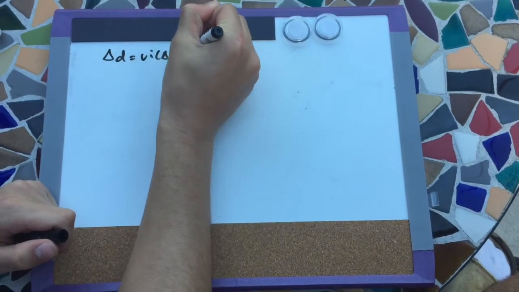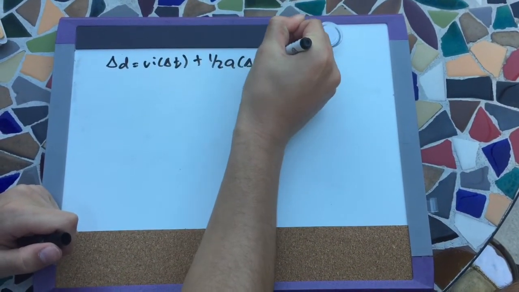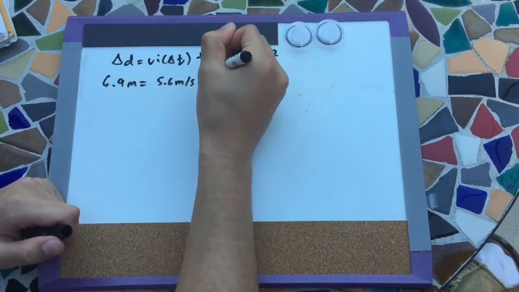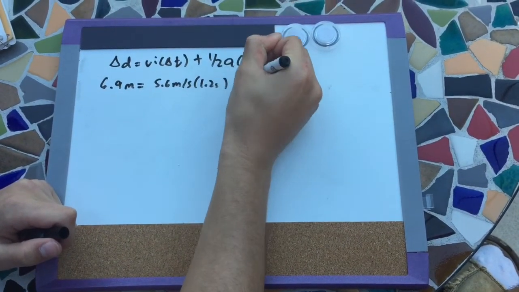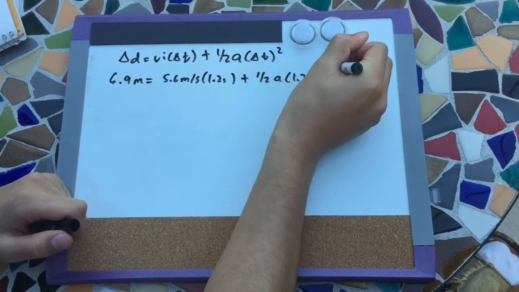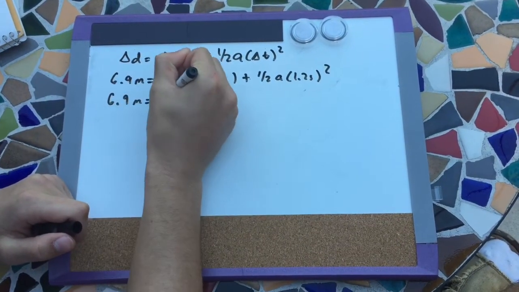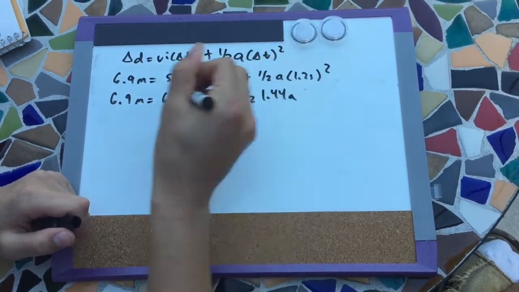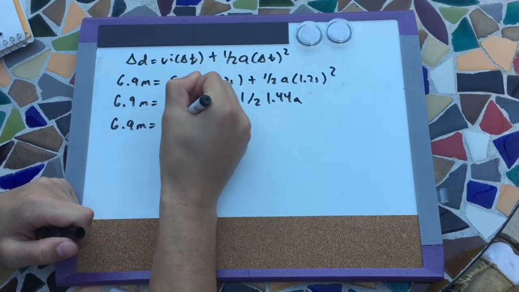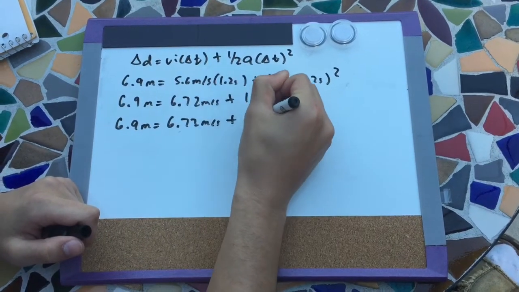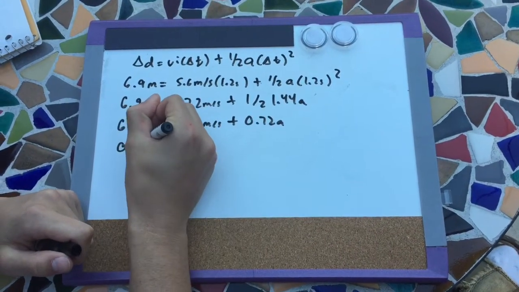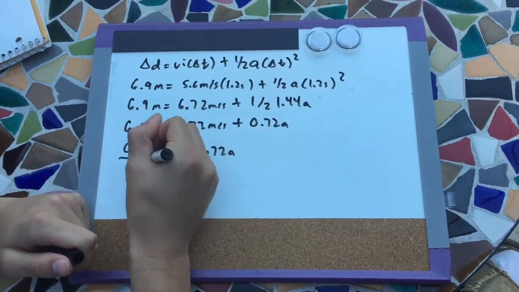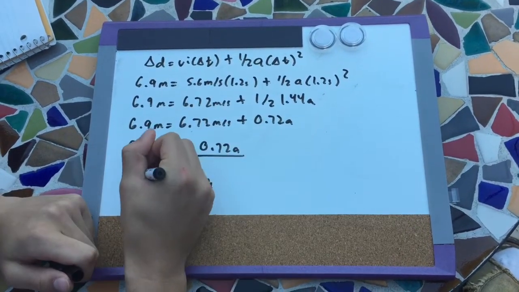Hey guys, it's Adam. I'm going to be explaining Spencer's work here. So first we decided which Big Five equation to use, and then we subbed in all our knowns. From there in our first line, we decided to multiply our initial velocity by our time value. When we did that, we got 6.72 meters per second. In the same line, we squared our time value to get 1.44. In the next line, we have that to get 0.72. In the next line, we subtracted 6.72 from 6.9 to get 0.18, divided both sides by 0.72, and got our acceleration to be 0.25 meters per second squared.